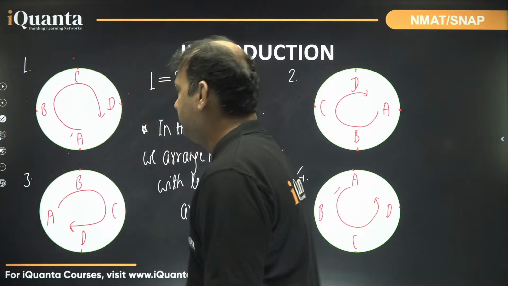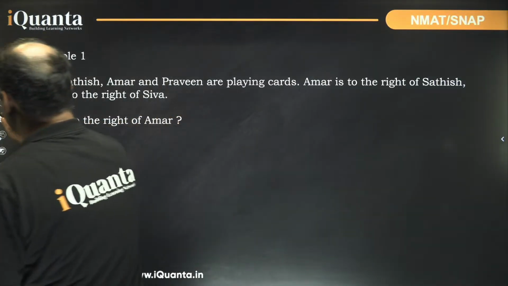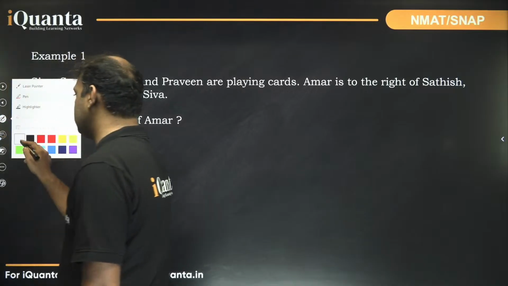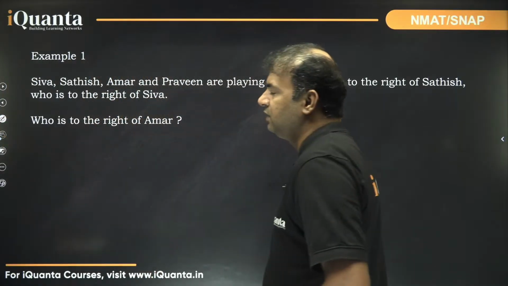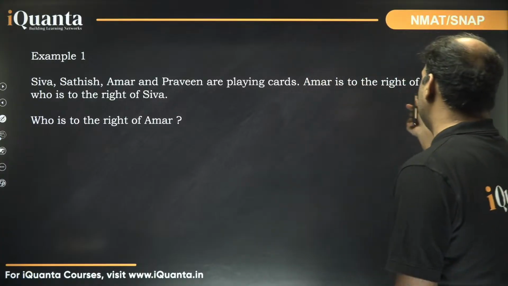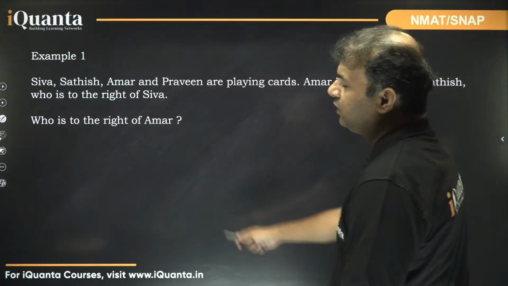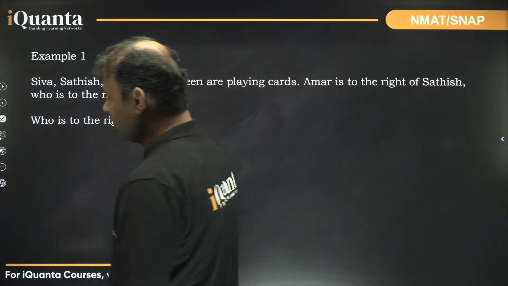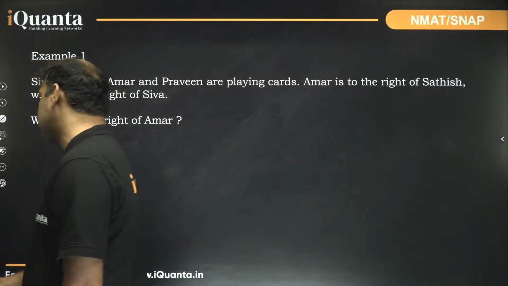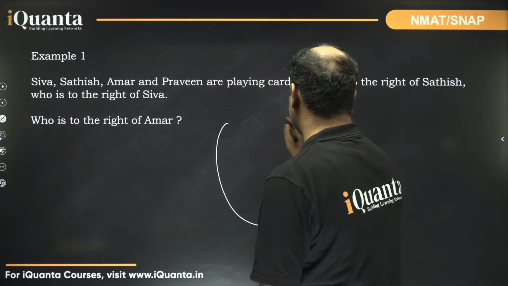Okay, now let's start with a very simple example in the beginning, right? So guys, I have taken a very simple example, by the way. Okay, don't worry, it's a very simple example. It says that Siva, Satish, Amar and Praveen are playing cards. Amar is to the right of Satish, who is to the right of Siva. The question is who is to the right of Amar. Let me solve this for you, okay? Very simple set. Okay, so we have to take 4 people, obviously, right? You can see that.